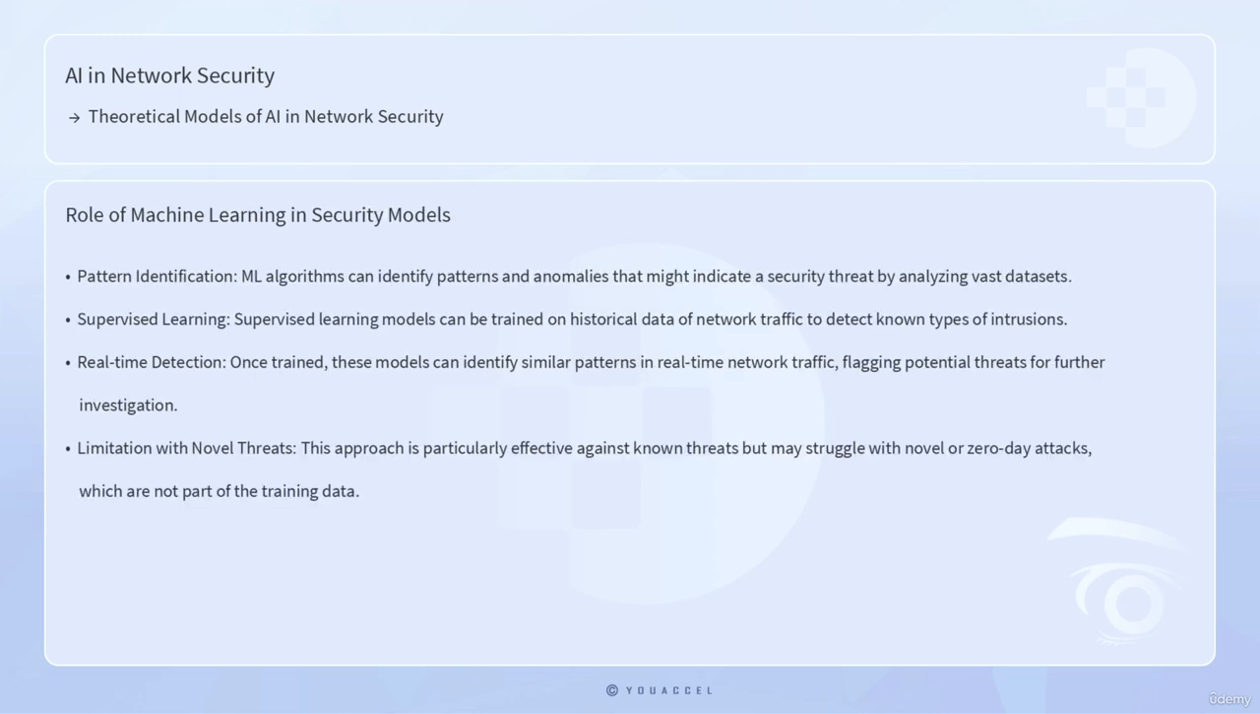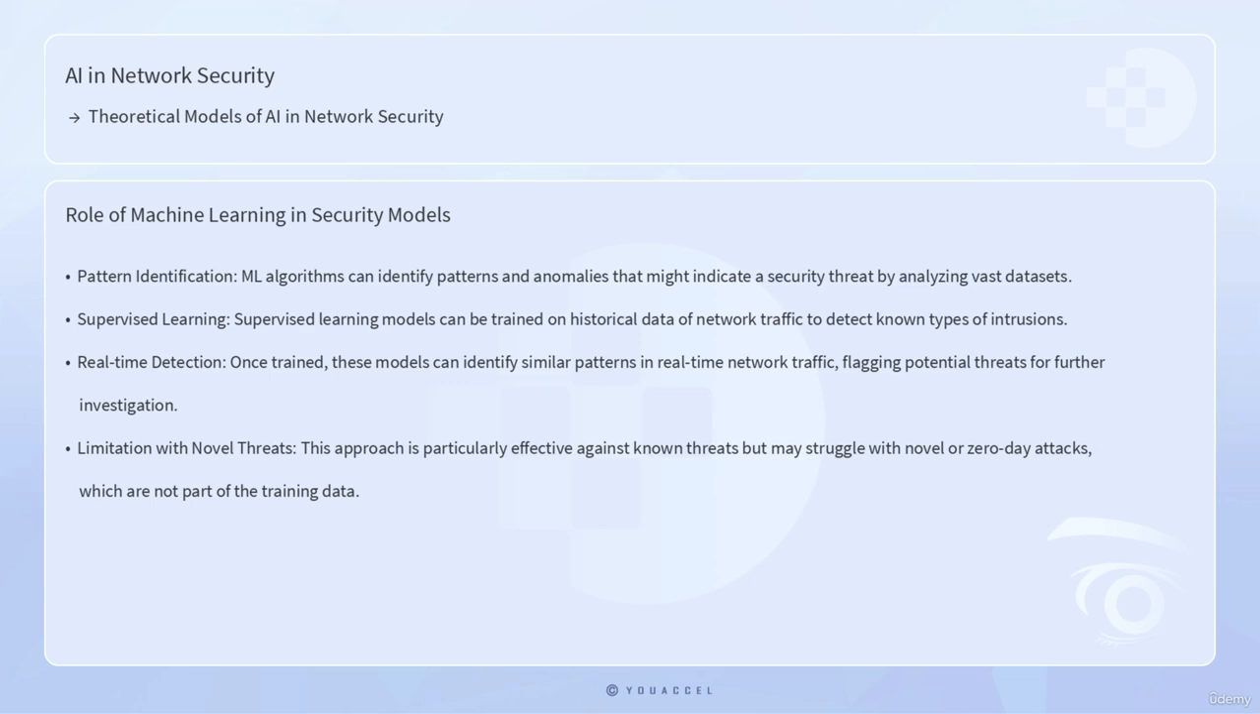Machine learning, a subset of AI, plays a pivotal role in these theoretical models. By analyzing vast datasets, ML algorithms can identify patterns and anomalies that might indicate a security threat. For instance, supervised learning models can be trained on historical data of network traffic to detect known types of intrusions. Once trained, these models can identify similar patterns in real-time network traffic, flagging potential threats for further investigation.